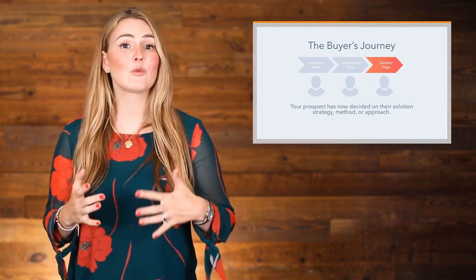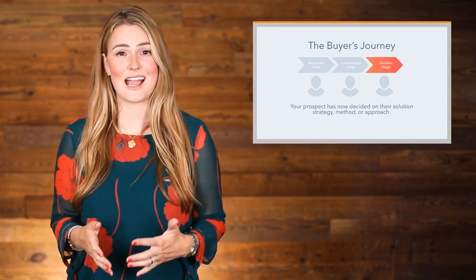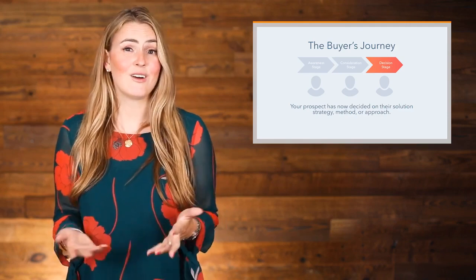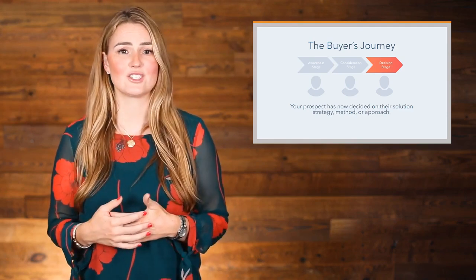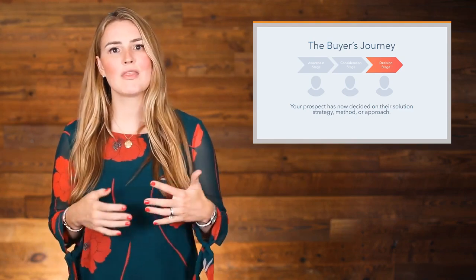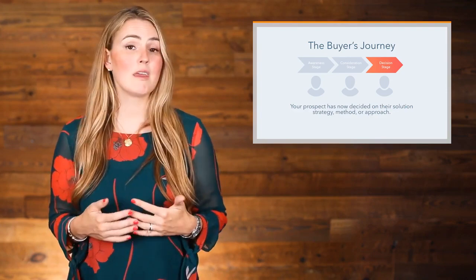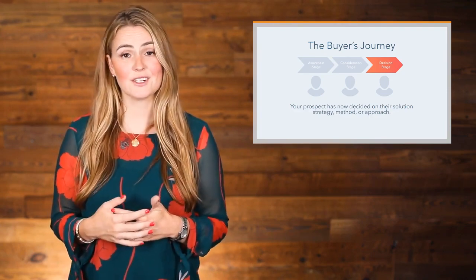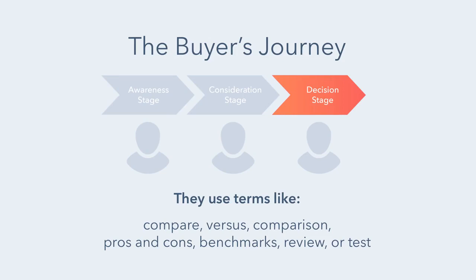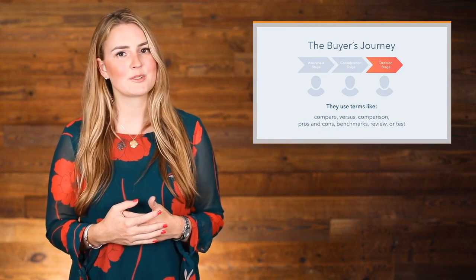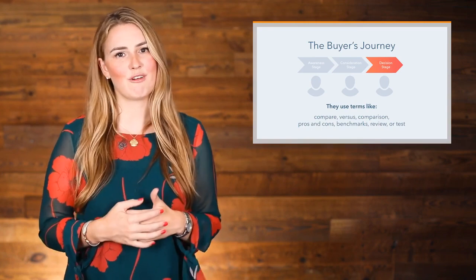At this point, they're researching to whittle the long list down to a short list and ultimately make a final purchase decision. They might decide on the one that best meets their needs, or they might go with the solution they find first. They're using relevant terms like compare, versus, comparison, pros and cons, benchmarks, review, or test. To get in the mindset of your buyer persona at this stage, you can use the following.